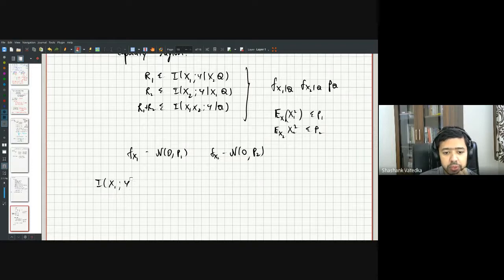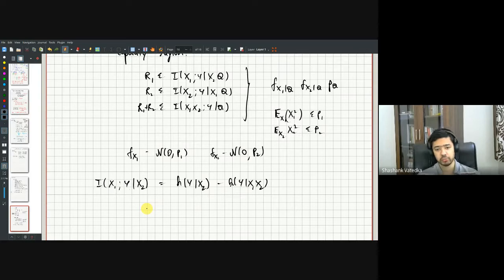What would happen to the mutual information between x1 and y given x2? So what is this equal to? This is the differential entropy of y given x2 minus the differential entropy of y given x1 and x2. If x1 and x2 are IID Gaussians, then y, which is equal to h1 x1 plus h2 x2 plus z, is also going to be Gaussian, right?